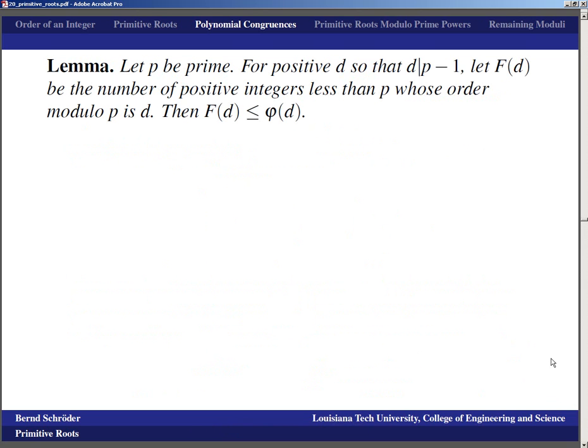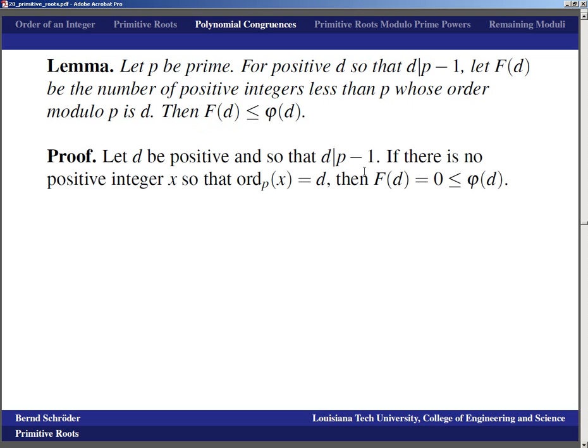All right. Another lemma. Take a prime number p, and when d divides p minus 1 and is positive, we let f of d be the number of positive integers less than p whose order modulo p is d, and we claim that then capital F of d is smaller or equal than Euler phi function of d. In fact, on the next panel we're proving that they're going to be equal, but we first need the inequality. So the proof is, well, let d be positive and divide p minus 1. If there is no positive integer whose order is d, well then of course f of d is 0, which is smaller or equal than phi of d.